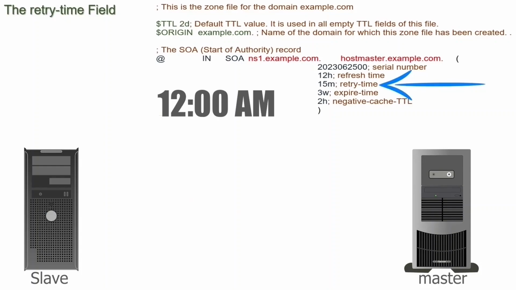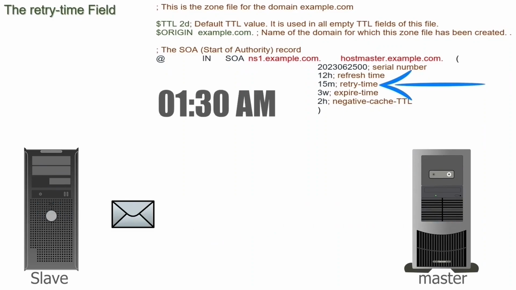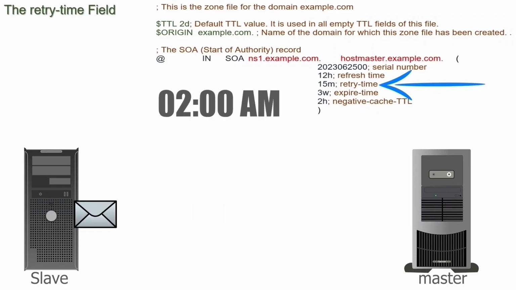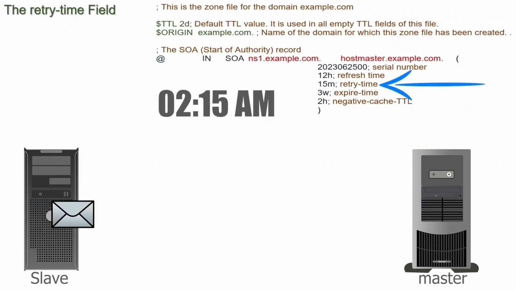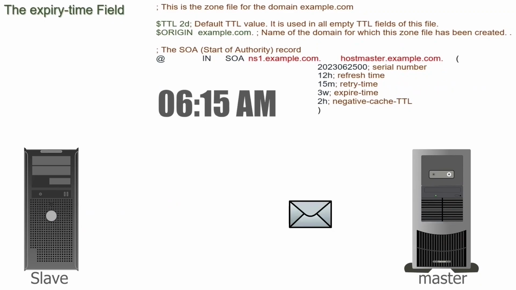The retry time field defines the retry interval. If the slave name server fails to connect with the master name server, it can try again after this time. For example, in this zone file, this time is configured to 15 minutes. Because of this, the slave name server will try again every 15 minutes if it fails to connect to the master name server in a refresh cycle. It will keep trying until the expiry time. In this example, the expiry time is 3 weeks. Therefore, it will try to connect to the master name server every 15 minutes until 3 weeks.